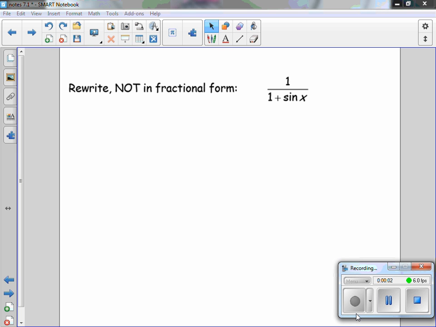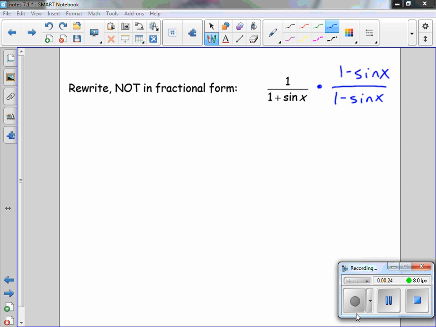Okay, the procedure we're going to take in this problem is to rewrite it not in fractional form. What I mean by that is we want the denominator to be 1. So to do that, we're going to multiply by the conjugate of the denominator. The conjugate of the denominator here would be 1 minus sine x. We're going to do that to both numerator and denominator to keep this equivalent to what it was when we started.